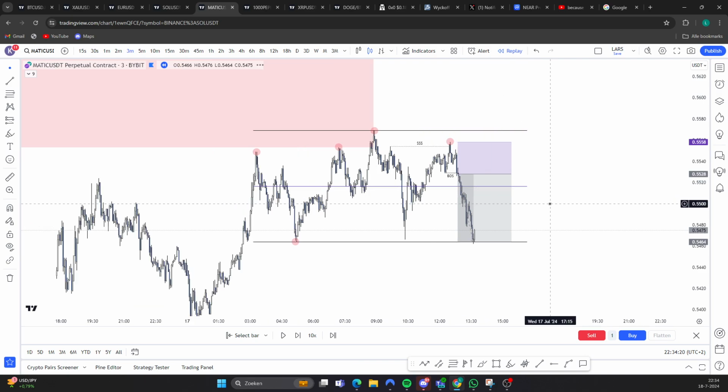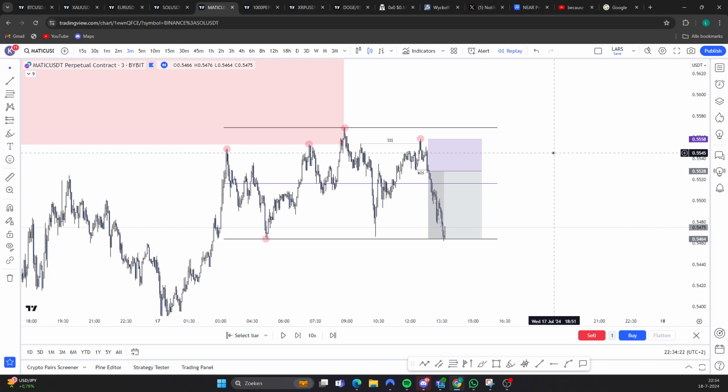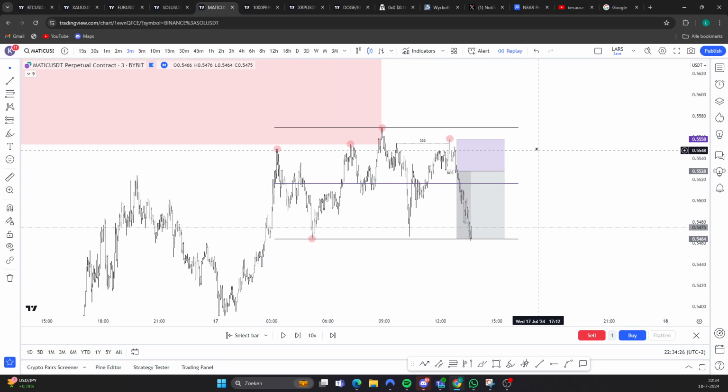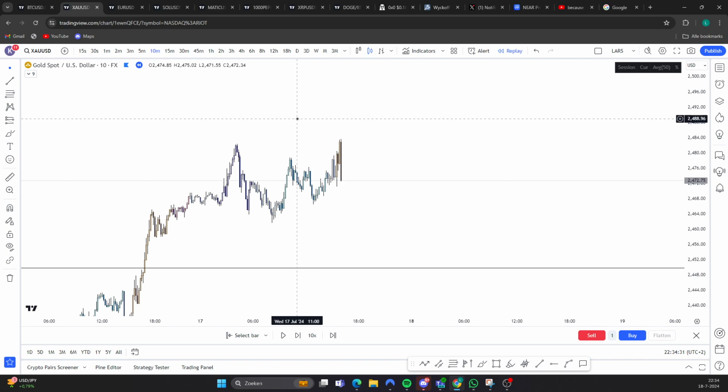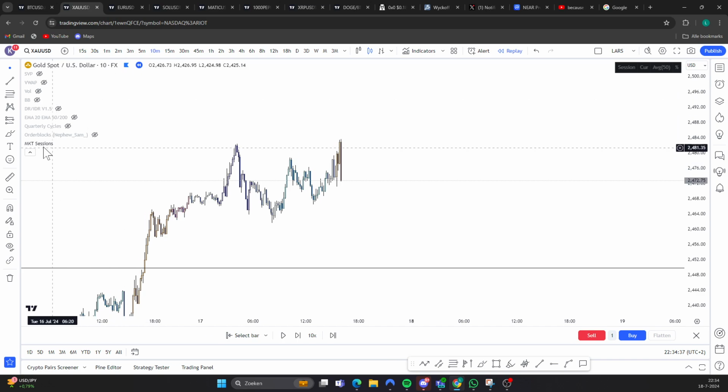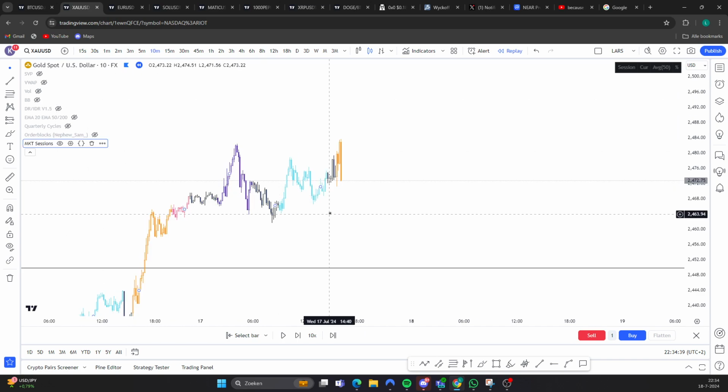So we had a 2% gain on SOL, 2% gain on MATIC using the exact same entry model, which is a Wyckoff distribution. And the last trade that I had was on gold on the traditional markets. And on the traditional markets, I put a bigger emphasis on market sessions. So I always want to check where my session highs and lows are.